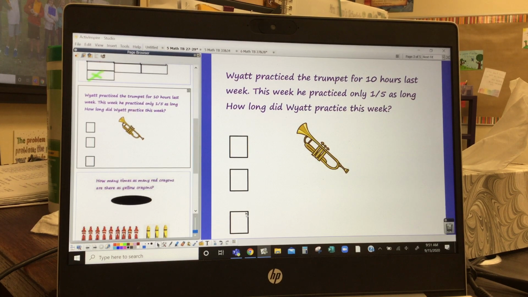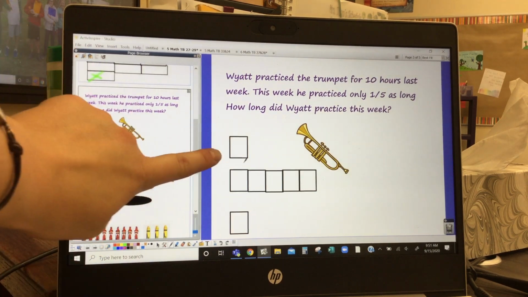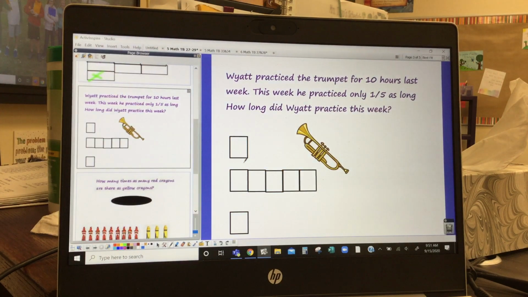Okay, so, oh my word, this is frustrating. There we go. So to make 1 whole, we're going to do 5/5, right? So 1, 2, 3, 4, 5. Okay, so he practiced the trumpet for 10 hours last week. This week, he only practiced 1/5 as long. So this box up here represents how much he practiced this week, and that represents all of his practice time last week, okay?